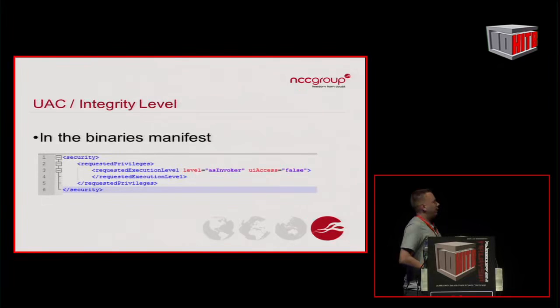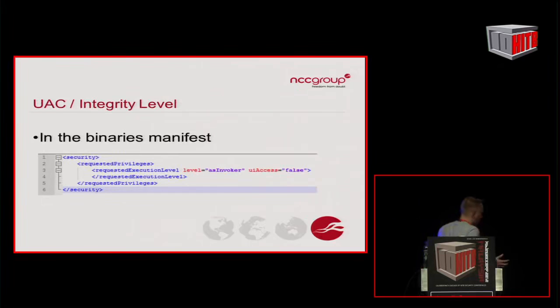The UAC integrity level is easily retrievable from the binary's manifest. For those that aren't familiar, Windows binaries have code in them. They can also have resources, for example graphics, icons, et cetera. These are stored in resource sections. One of those resource sections is simply this well-defined XML, which effectively instructs Windows whether or not to pop up that dialog saying, I need to elevate, do you authorize me?